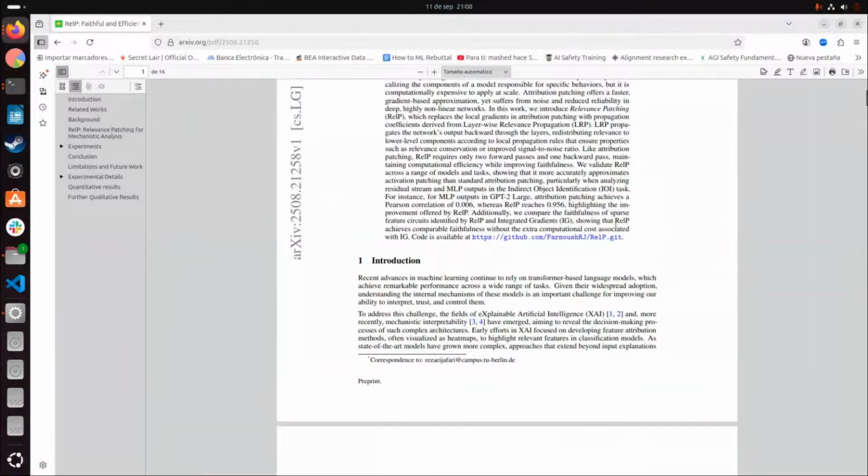So yeah, makes sense. Essentially, we compare features identified by RelP and integrated gradients, showing that they compare favorably with integrated gradients. Okay.